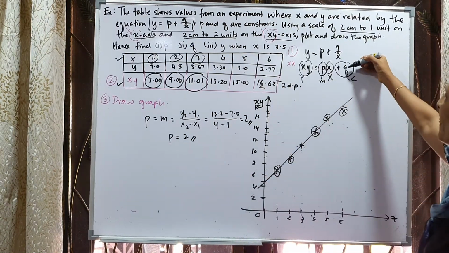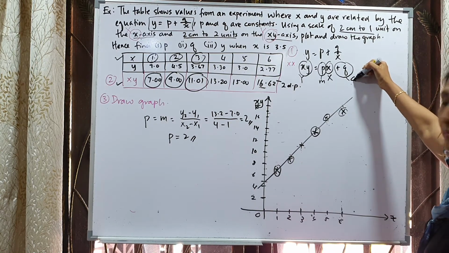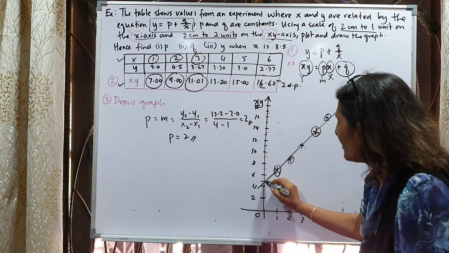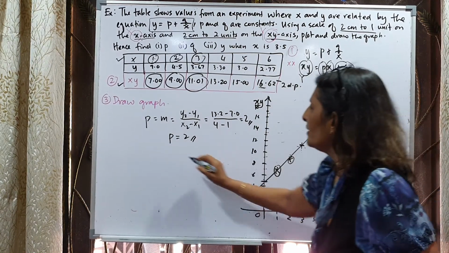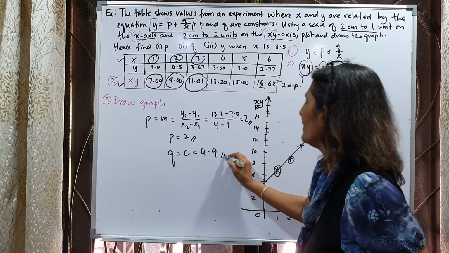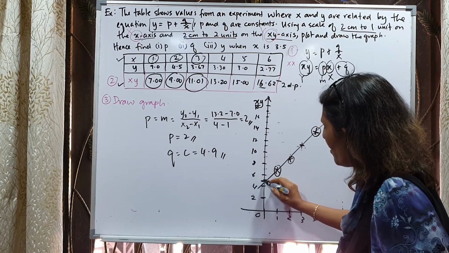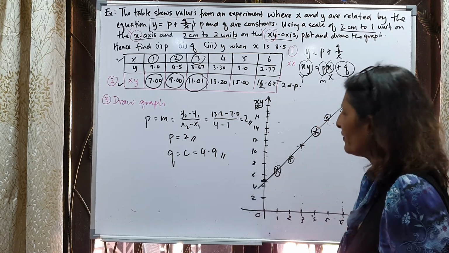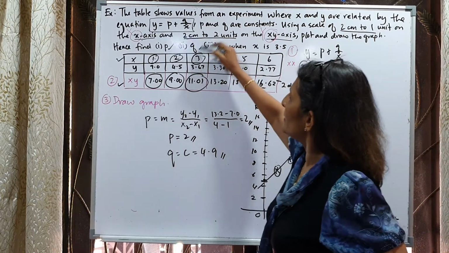Now when we look here, what is Q? Q is the value of the y-intercept. So you just extend the line and read here. Okay, let's say it is 4.9. So Q will be the value of C, which is 4.9. You just have to read this value. Okay, 4.9 just before 5. Alright, so you got P and Q done. This is done, this is done.